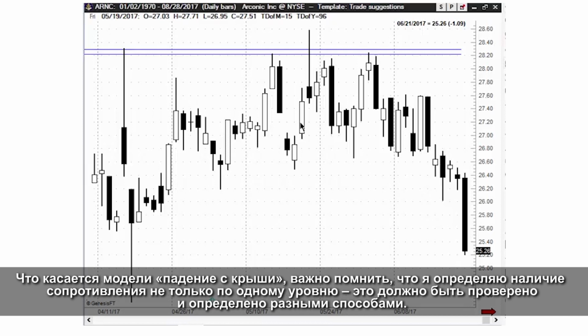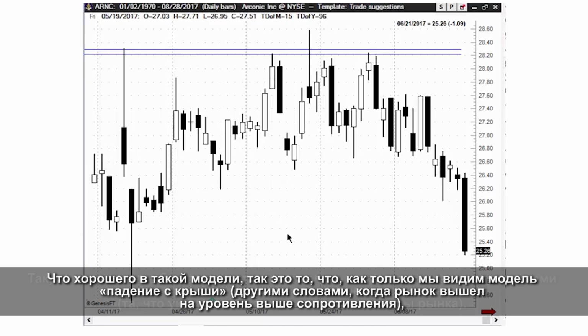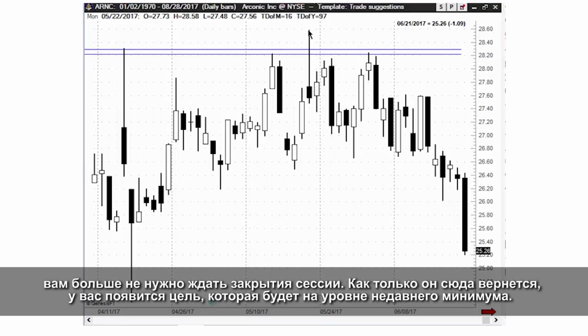Now, for falling off the roof, it's important to keep in mind that I define resistance not just by one high, but it has to be multi-tested. So resistance was tested here and over here. Obviously, we had a bearish engulfing pattern here also. So what's nice about this is once you have the falling off the roof, in other words, once the market breaks above resistance, you don't even have to wait for the close. Once it gets back under to here, you now have a target, which is the recent low.